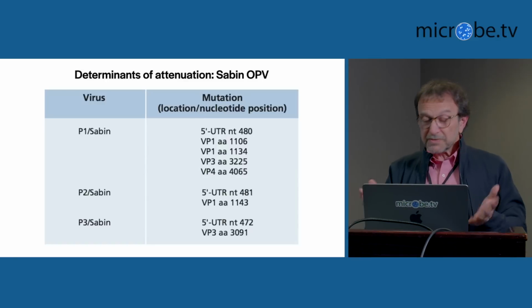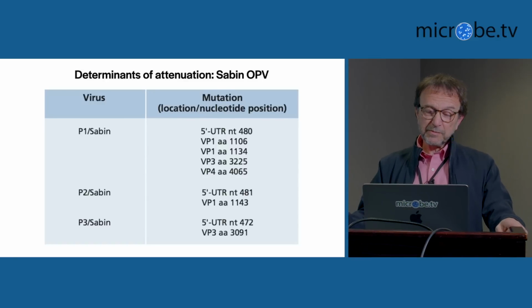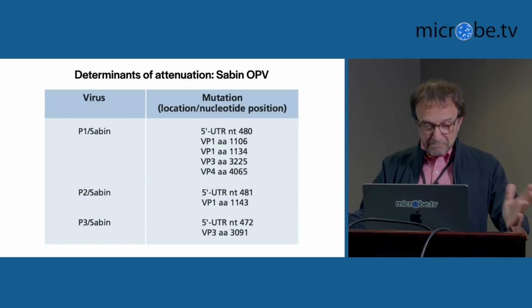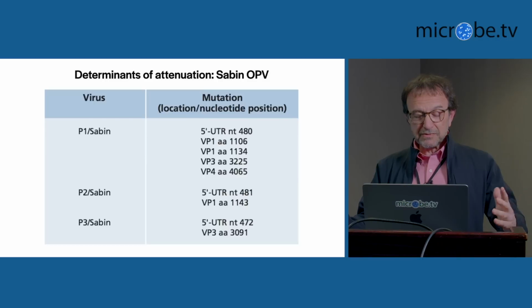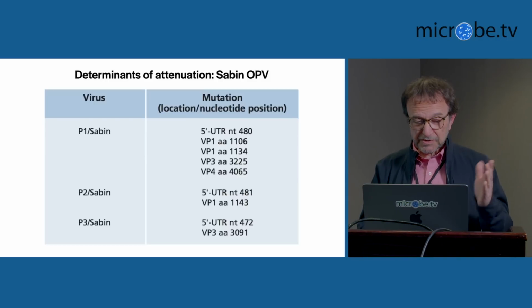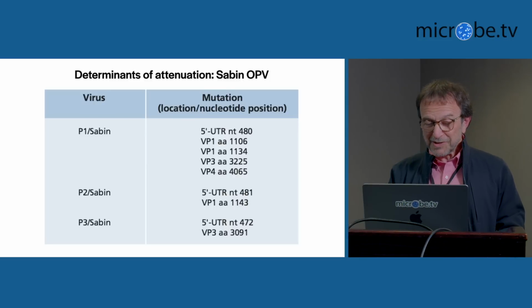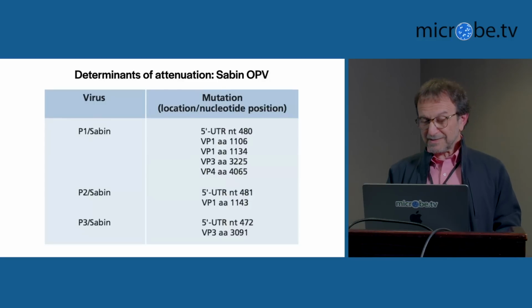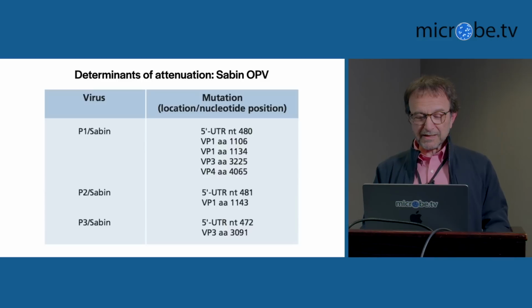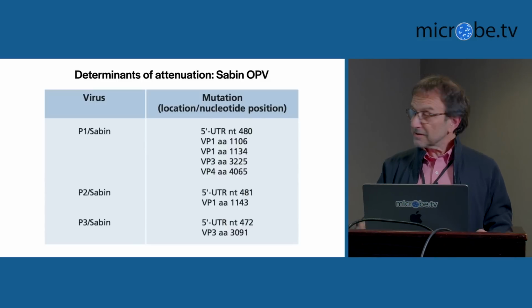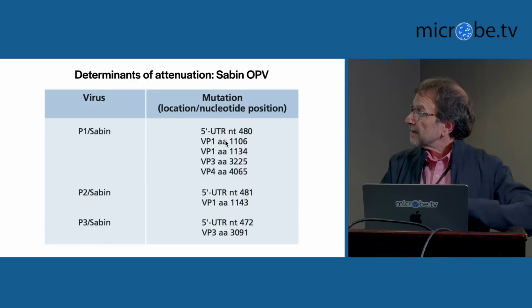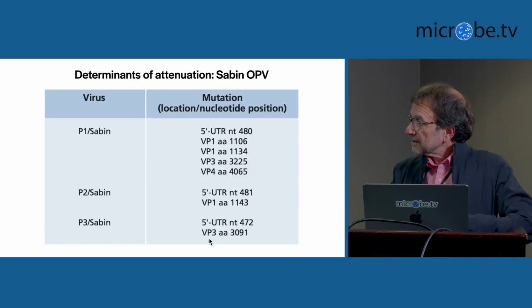Now, as you've also heard today, the development of genome sequencing allowed many laboratories to understand the determinants of attenuation of the Sabin strains. And here they are. And it was shocking to see so few changes in vaccine strains, which I would say today would preclude them from being approved as human vaccines. And of course, all of them have a change in the 5' non-coding region.